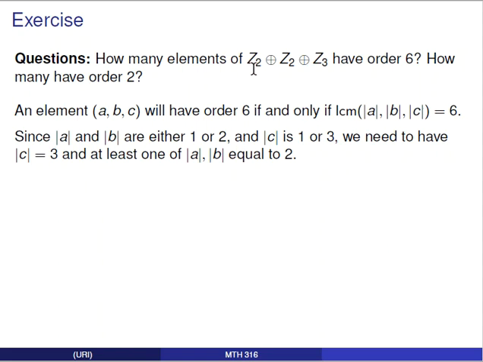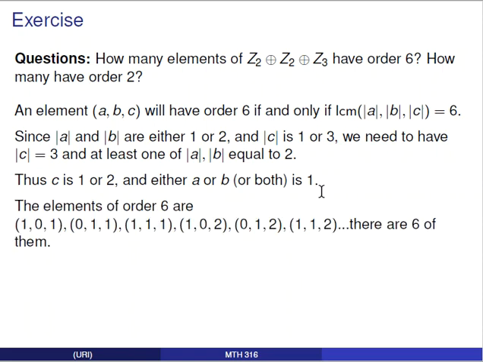Well, there are only certain elements in Z2 that have order 2, and there's only certain elements in Z3 that have order 3, so we have limited the possibilities here. In fact, C has to be 1 or 2, both of those have order 3 in Z3, and B or A or both has to equal 1. It's the only element of order 2 in Z2.